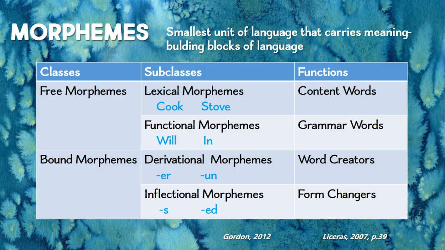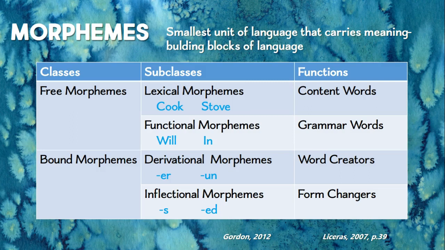So you have lexical morphemes, which are cook, stove, and they're content words. They mean stuff. And then you have functional morphemes, grammar words. They don't really mean stuff, but they're essential to creating time and reference. So you've got will, in, that kind of thing.